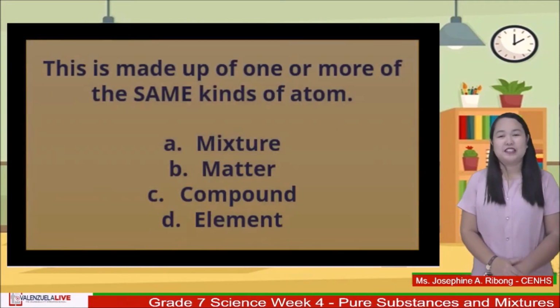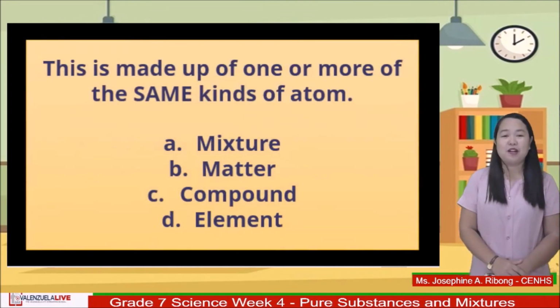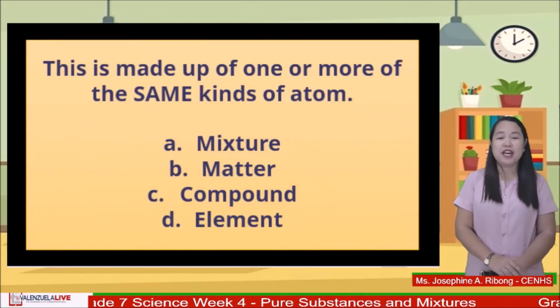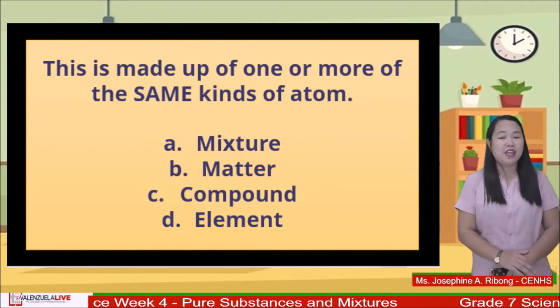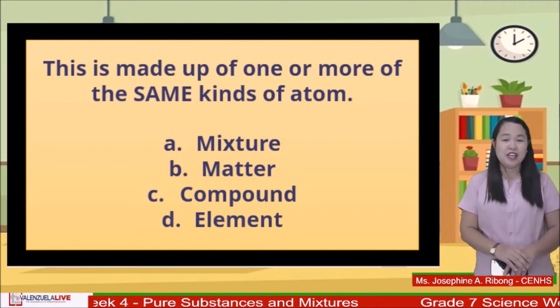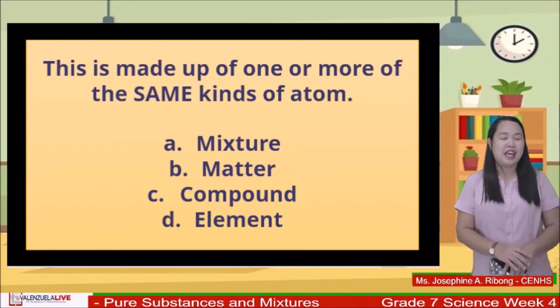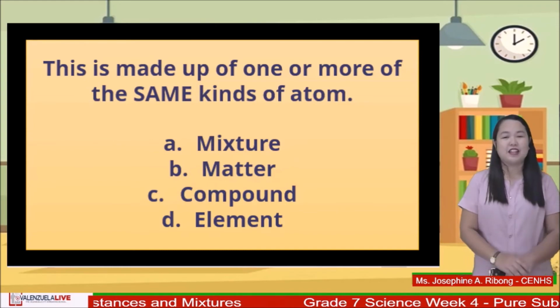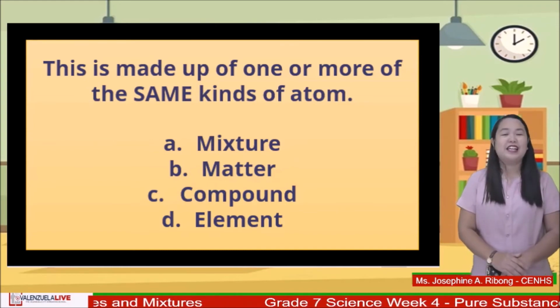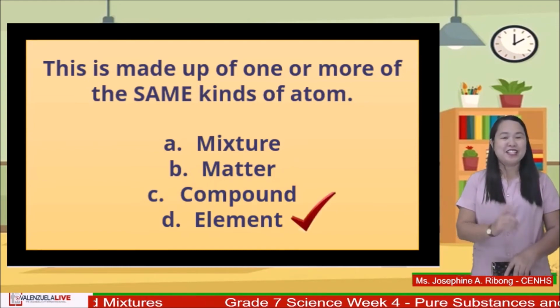Number 3. This is made up of one or more of the same kinds of atoms. Is it A. Mixture, B. Matter, C. Compound, or D. Element? The answer is letter D. Element. Great job, grade 7.